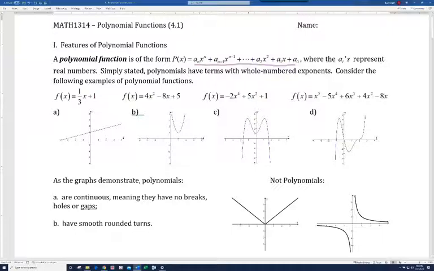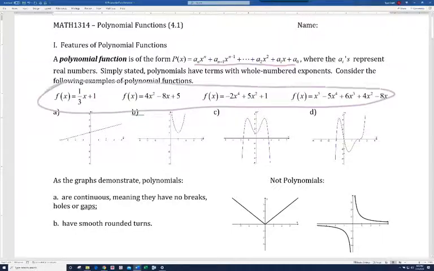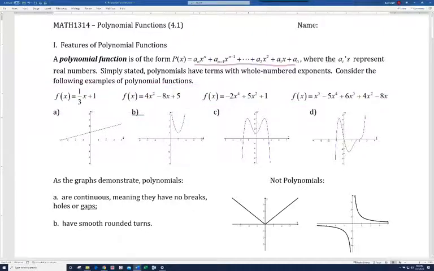And really all it is, if you look at our four examples here, polynomial functions are real basic functions, some of which we've already studied, where you have terms with whole numbered exponents. Usually it's like x to the first, or x squared, or x cubed. So we have nice exponents with these. And so let's go ahead and get started by looking at A, where we have a linear function, f of x equals 1/3 x plus 1. And the thing that makes it linear is the x to the first power, so the degree here is 1.